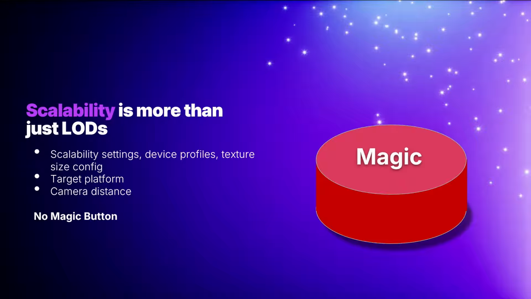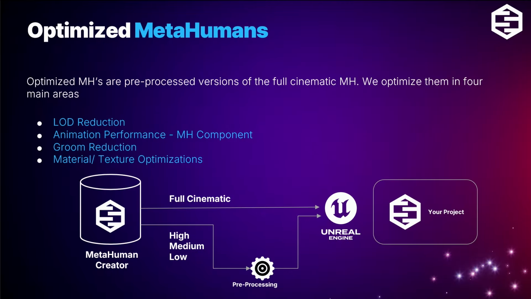So, MetaHuman, both old and the 5.6 update, has the ability to create optimized metahumans. These are pre-processed metahumans from the fully cinematic version that we optimize in a couple different areas: LODs, animation performance with the metahuman component, Groom reduction techniques, and material and texture optimizations.